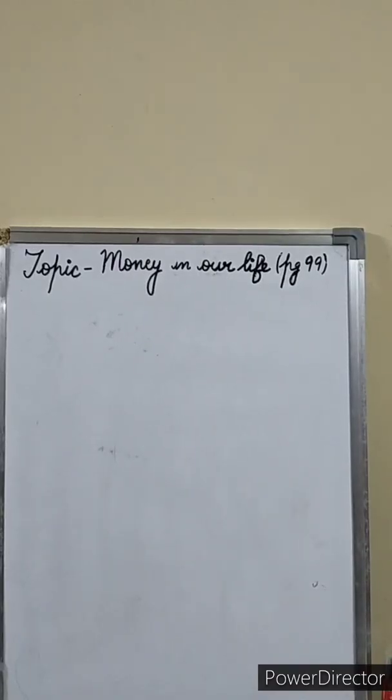So children, you need this money to buy a toy. So what do we need to buy anything? We need money to buy anything from the market. So children, money is very much important in our daily routine life. We need money to buy many things.